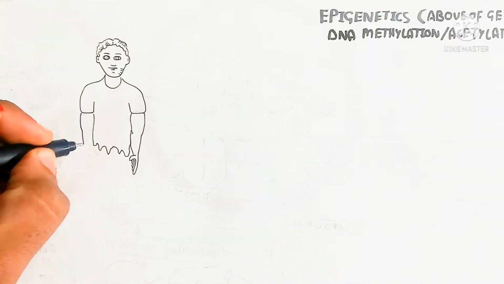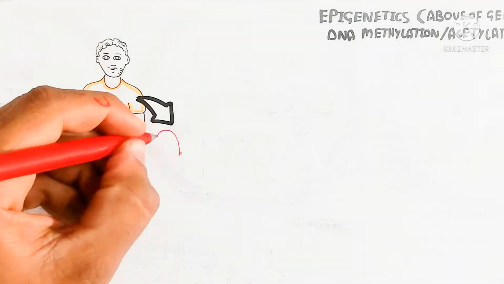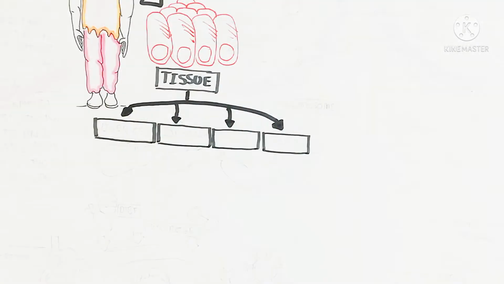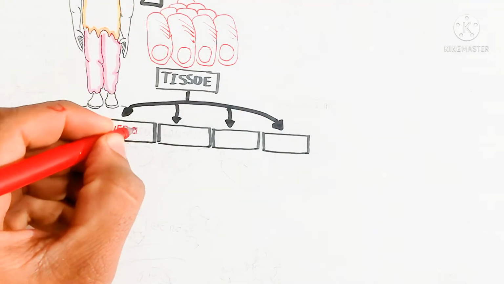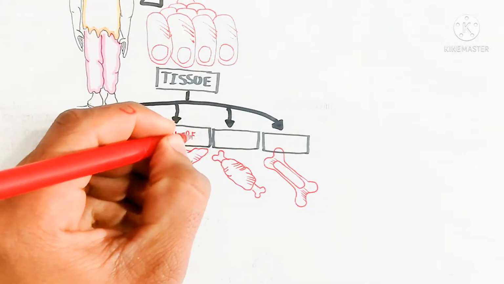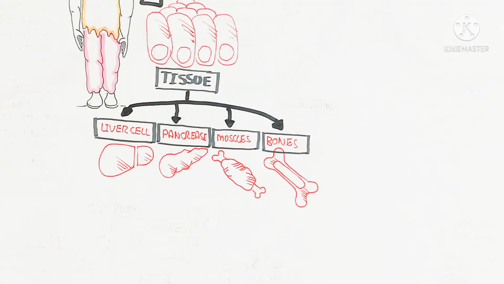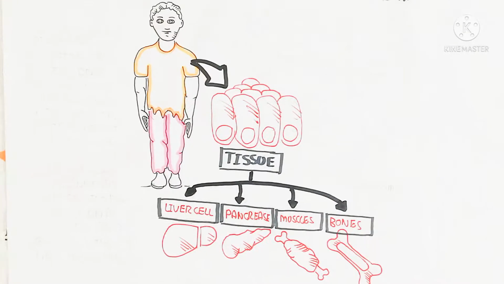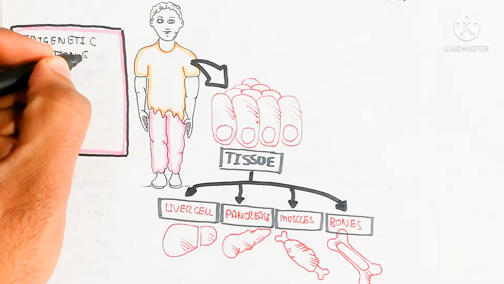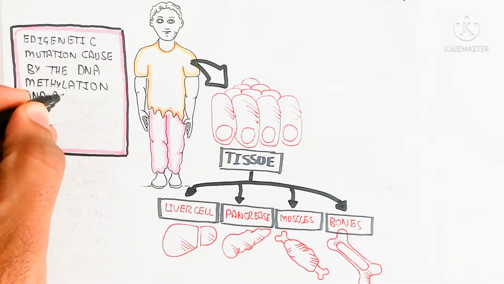Here is a person who contains different types of tissue, for example liver cells, pancreas and muscles, as well as bones. Their phenotypes are different but their genes are the same. So what does that mean? Why is it possible to produce different types of organs? It means the pancreatic gene is switched off in the liver cell, and the liver gene is suppressed in the pancreas.